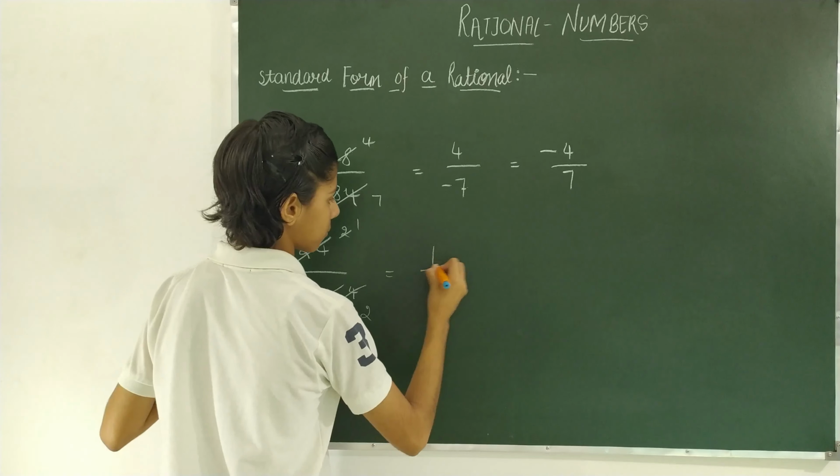Now we will discuss how to represent a rational number on a number line. For example, I am taking 3 by 5. I want to represent 3 by 5 on a number line. First step is we will divide it and take an estimate of between which numbers it lies. 3 by 5 if we divide, we get approximately 0.6. So by seeing 0.6 we can tell that the number lies between 0 and 1.